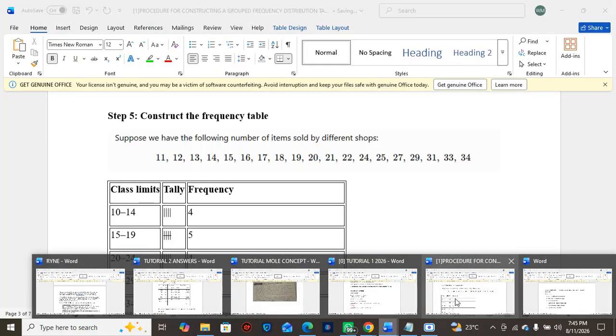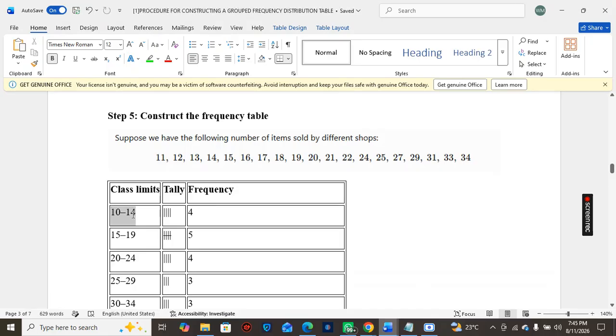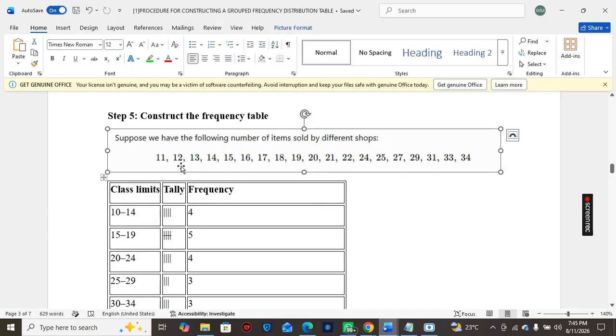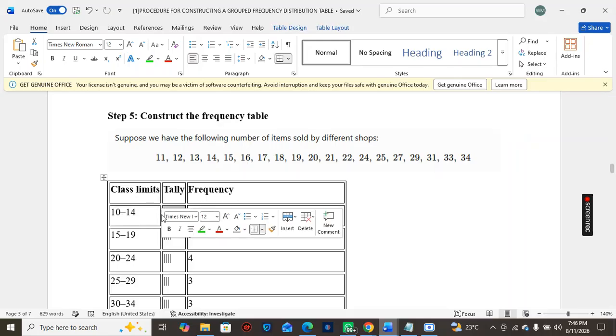So we look at, okay, from 10 to 14, how many values do we have? So we have 11, 1, 12, 2, 13, 3, 14, 4. From 10 to 14, we have four numbers. So for tally marks, you put 4 sticks, then you put frequency 4.